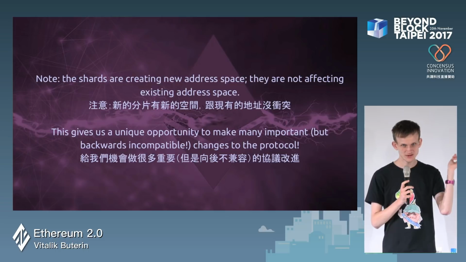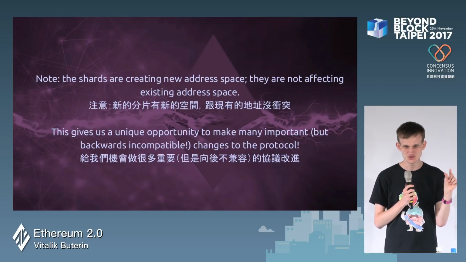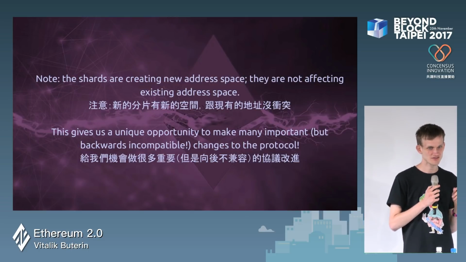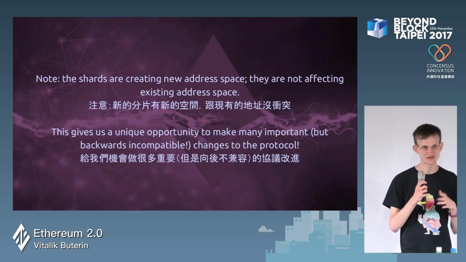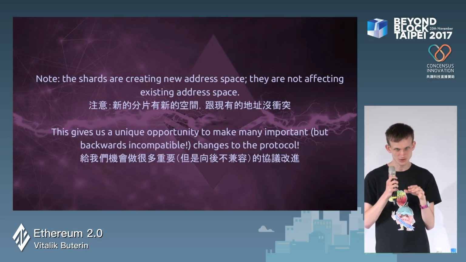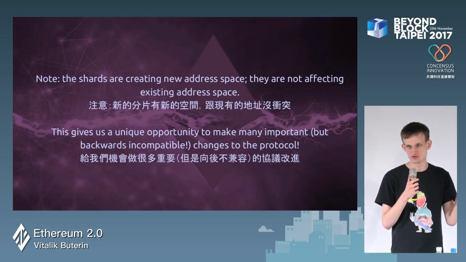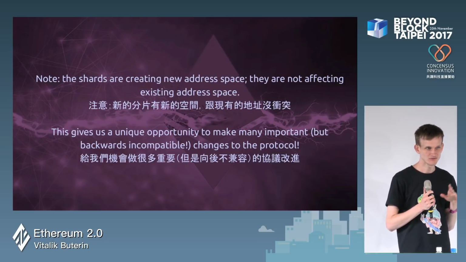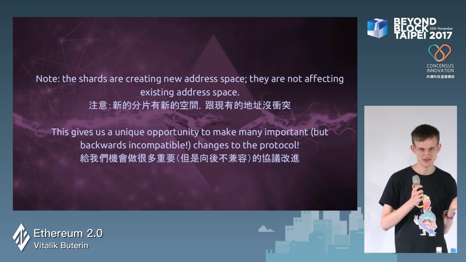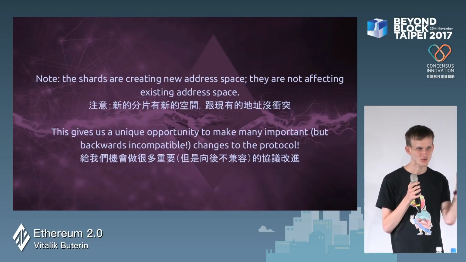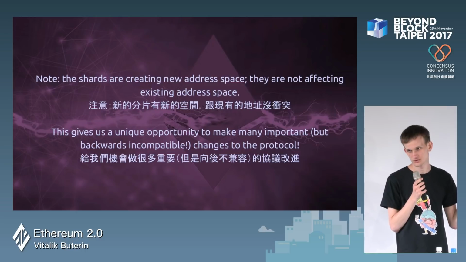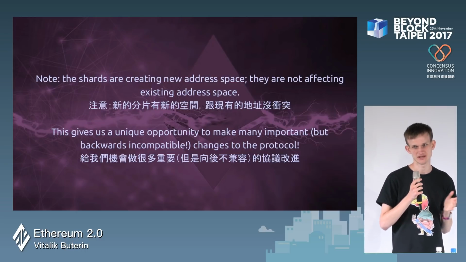So one important note here is that with this model, the shards are creating new address space. They are not affecting existing address space, right? So this gives us an opportunity to do a bunch of important innovation and a lot of important and much needed but backwards incompatible improvements to the protocol by turning on those improvements only inside of the shards. Now, of course, at some point the main chain would need to be upgraded, but we can figure out how to do that later. There's no need to have a backwards compatible upgrade mechanism for the main chain be something that slows down access to this sharding mechanism for newly created applications.